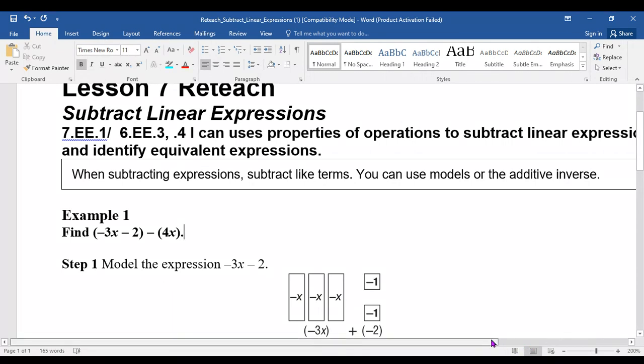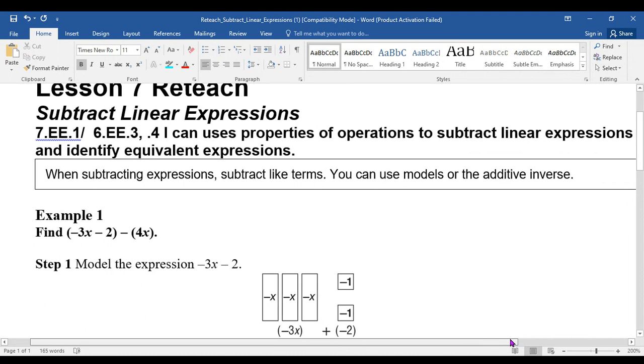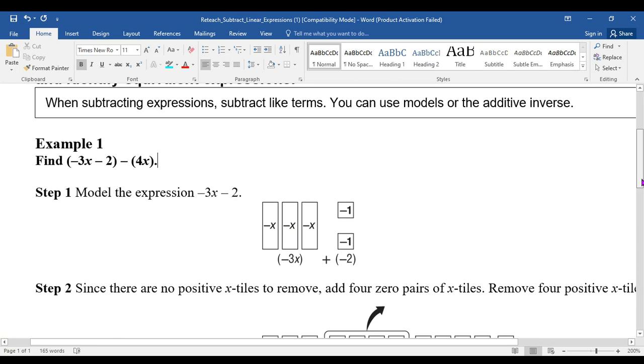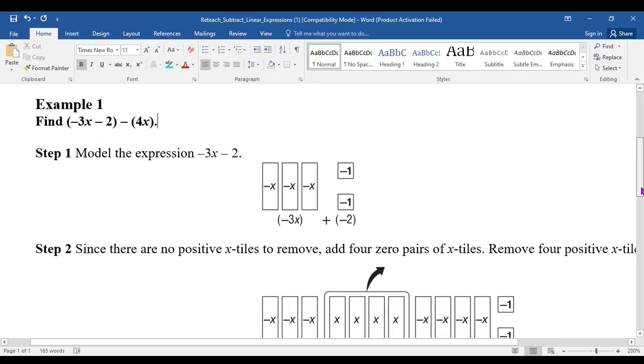So one thing I need to point out is we've done adding linear expressions. So now subtracting, in order to subtract, all we do is take the subtraction problem and rewrite it as an addition problem. So we do the additive inverse. There are two ways of doing it. We can either use models or use the additive inverse and add it vertically. So let's look, our first example is just using models.